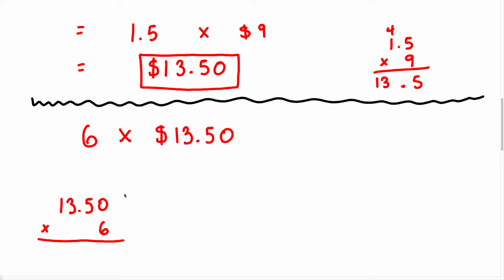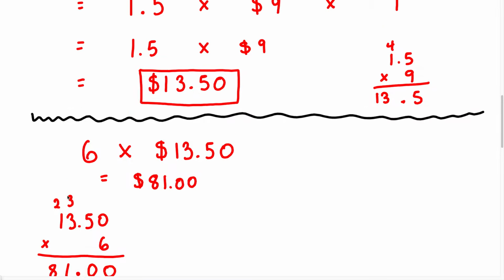6 times 0 is going to give us 0. 6 times 5 is going to give us 30. So we're going to write the 0, carry the 3. Now we see we have our decimal point, so we're just going to write that back in our answer. 6 times 3 is 18. 18 plus 3 is 21. We're going to write the 1 and carry the 2. Now we have 6 times 1, that's going to give us 6, plus 2 is going to give us 8. So if she worked 6 hours of overtime, she is going to receive a whopping $81. This is for 6 hours of overtime.